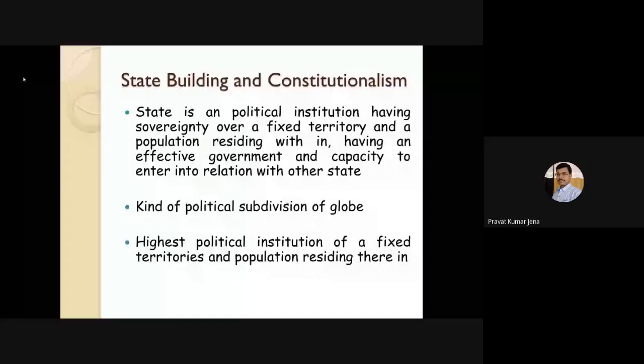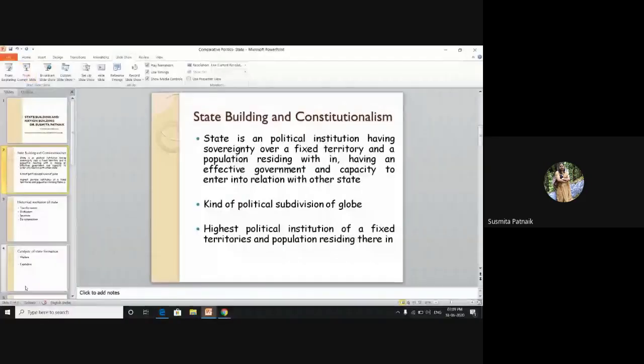So, we know that the state is a political institution having sovereignty over a fixed territory and a population residing within, having an effective government. Excuse me, madam, the voice is not clear. Students are also complaining. I am also not able to listen clearly. Okay, I am checking. The voice is breaking.